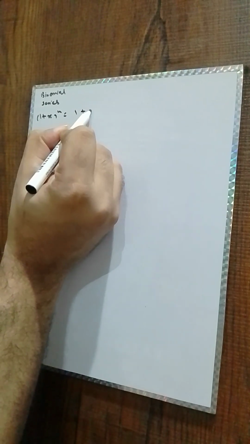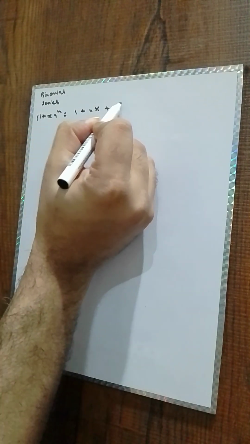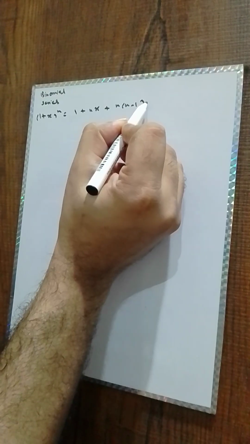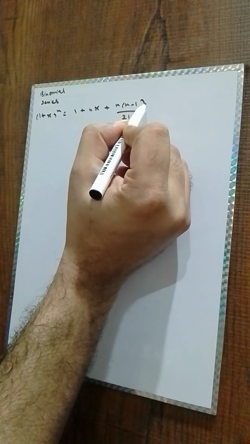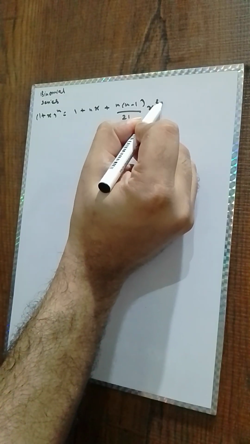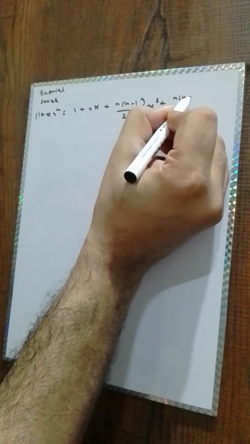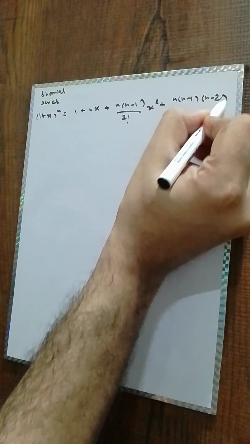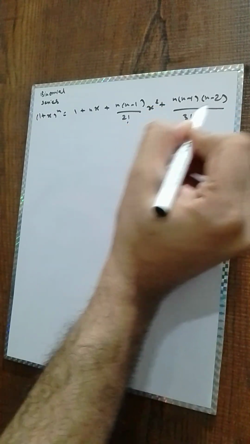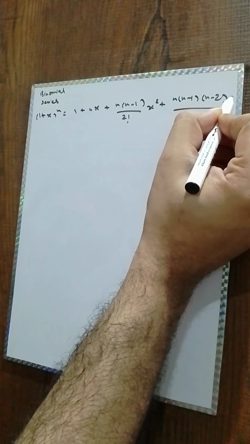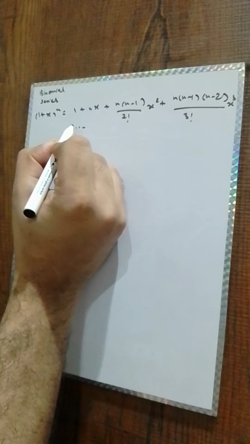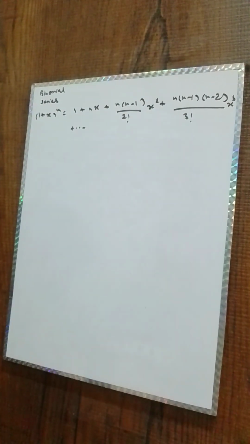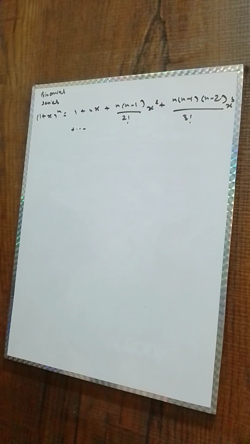as 1 plus n times x plus n into n minus 1 by 2 factorial times x to the power 2 plus up to n into n minus 1 into n minus 2 by 3 factorial multiplied x to the power 3 plus so on.